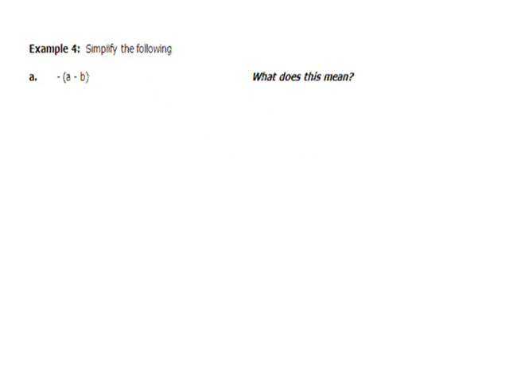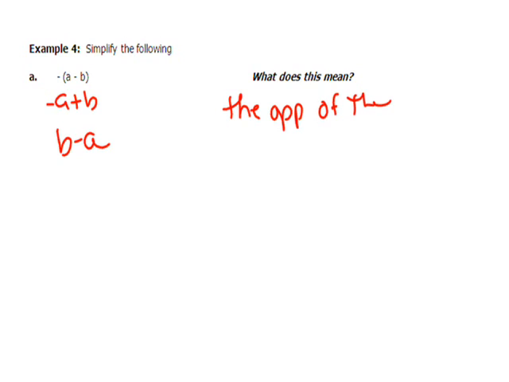All right, here we are asked to simplify the following, and you can do it by just distributing the negatives. So you would get negative a plus b, right? Because a negative times a positive is negative, and a negative times a negative is a positive, which would also be the same as b minus a. Okay, and one of the ways that we would say this, so sometimes you might hear this in our class, is the opposite of the quantity a minus b. So all three of these things mean the same thing.